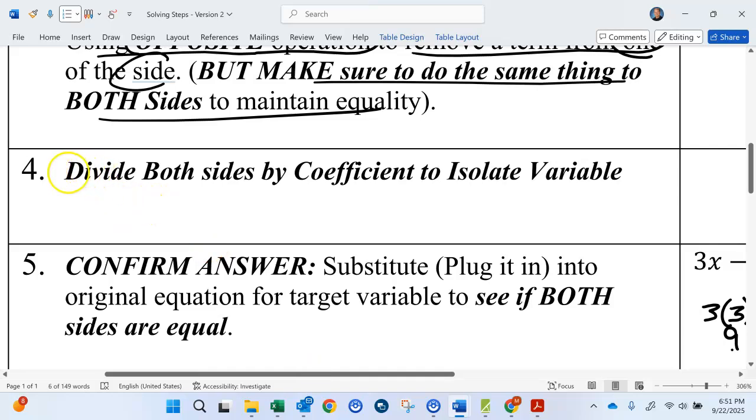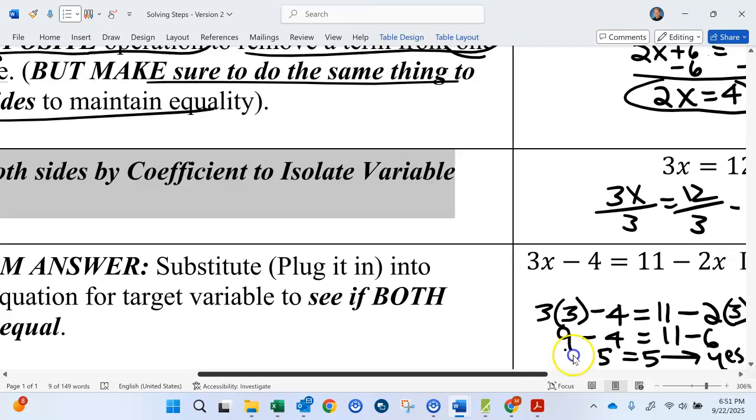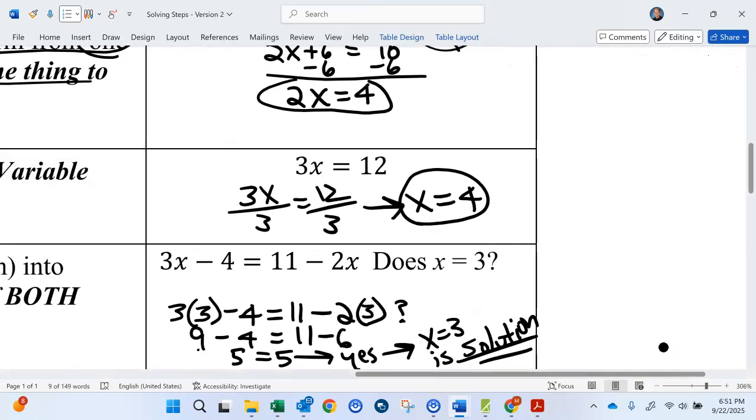The next step is to divide both sides by the coefficient to isolate the variable. What does that mean? Remember, what is multiplied by the x is the coefficient. 3 is a coefficient, so we have to remove it so that we have just x equals something, right? Well, right now we have 3x. We want only x. So we have to get rid of it.